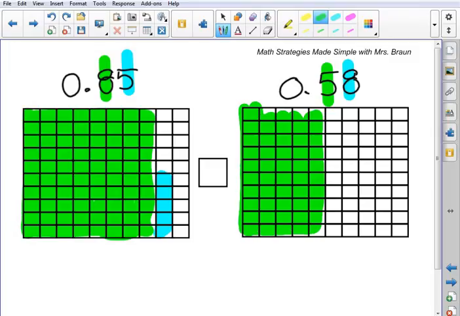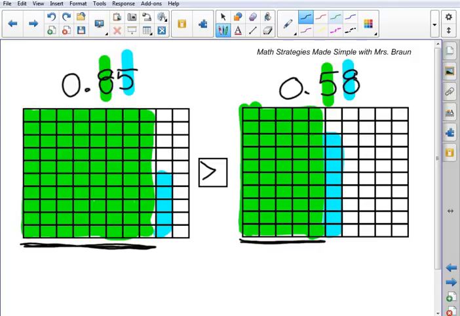When you're thinking about comparing decimals, you can also think about money. Would you rather have 85 cents or 58 cents? And so, a lot of times that helps. All right, so looking here, I can tell that I have more tenths here in the 85 hundredths than I do in the 58 hundredths. And so that tells me that 85 hundredths is greater than 58 hundredths.